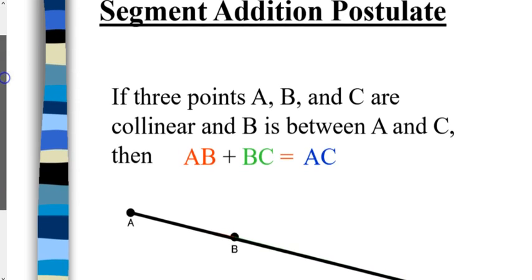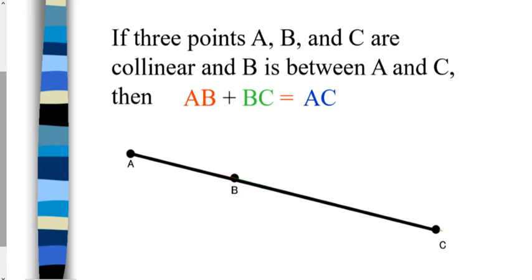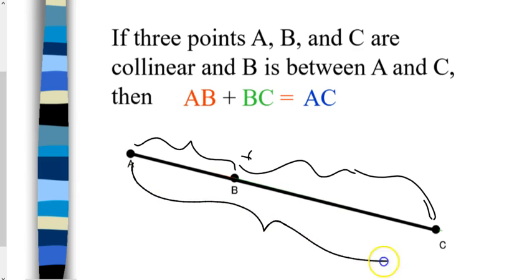So, the segment addition postulate. If 3 points, A, B, and C are collinear, they're on the same line, and B is somewhere in between them, not halfway necessarily, you never assume halfway, just somewhere in between. That means that this segment, AB, plus this segment, BC, equals the whole thing. So here's AB, here's BC, and here's AC.